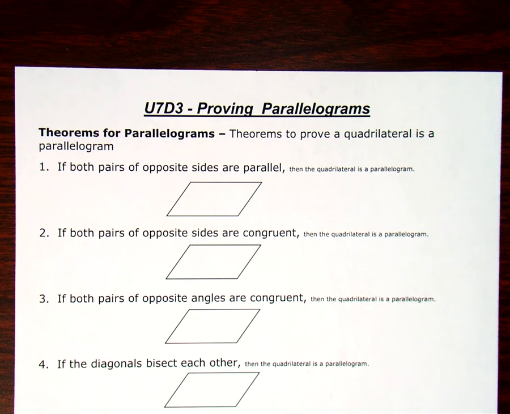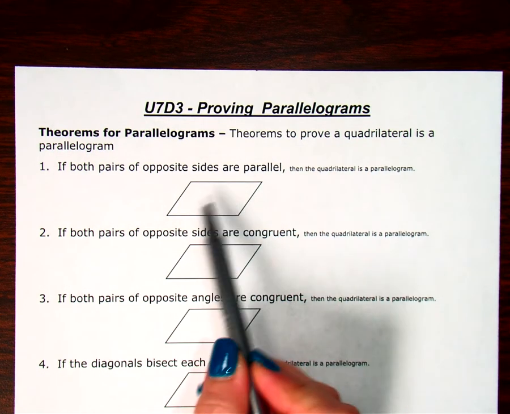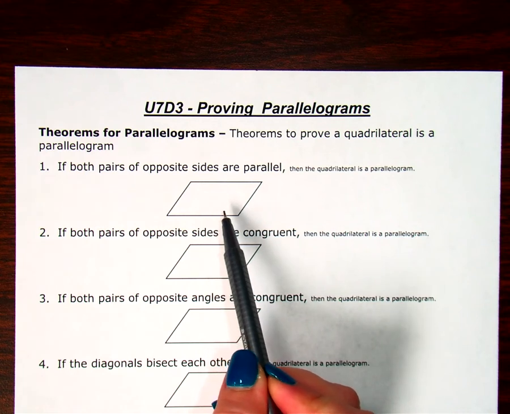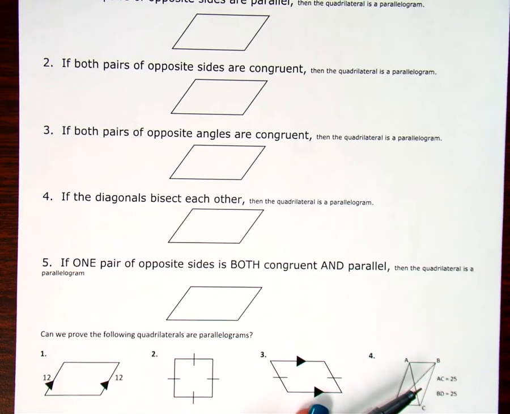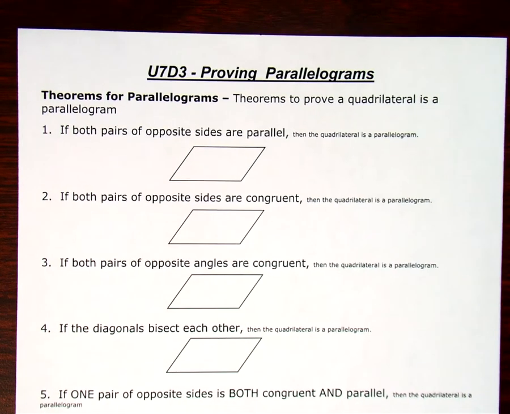So today we're going to be looking at when we're given a quadrilateral, something that has four sides, how we can show that it is indeed a parallelogram. You can't, unfortunately, just look at a shape and say, oh, that looks like a parallelogram, and call it a parallelogram. We have to have some more information. There are 5 different ways to show that a quadrilateral is a parallelogram. So let's look at those.